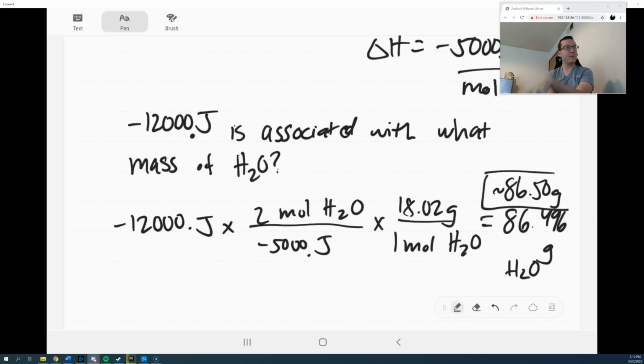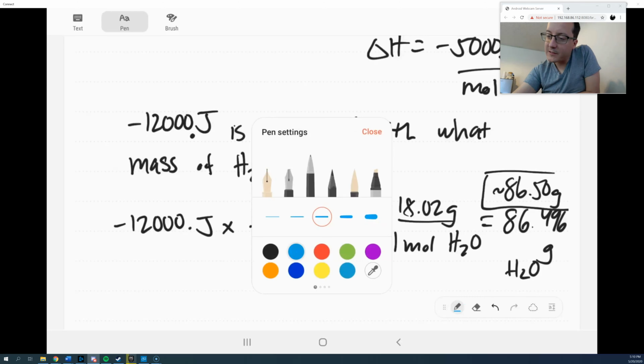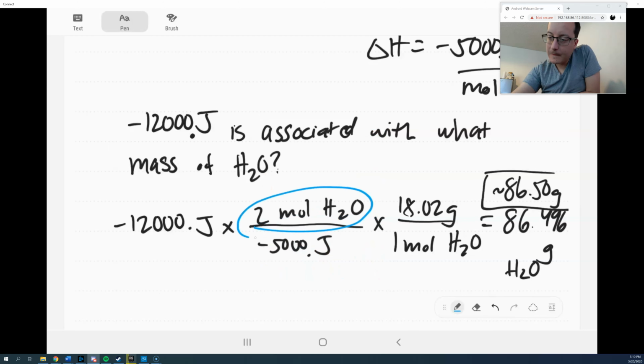So again, the only hard part is remembering to use your reaction coefficient here. I'll just emphasize that: your reaction coefficient is the important part. All right, how was that? Questions on that one?